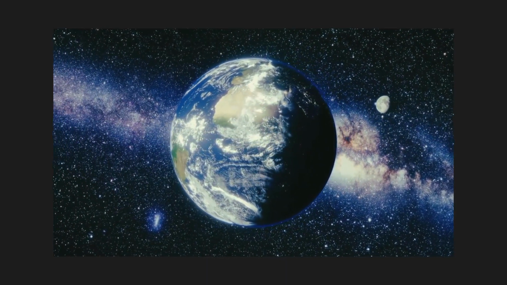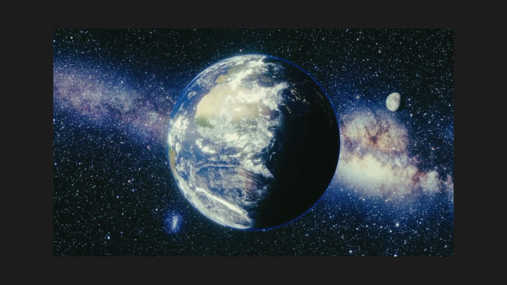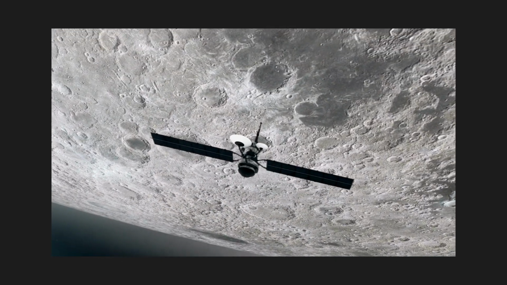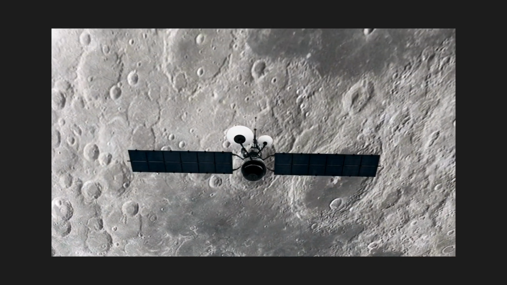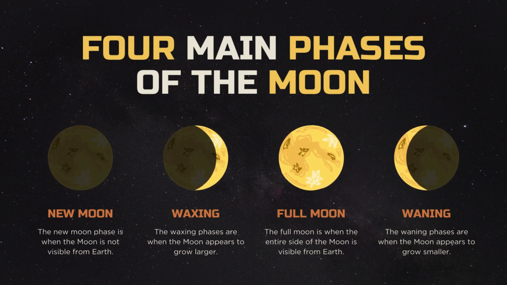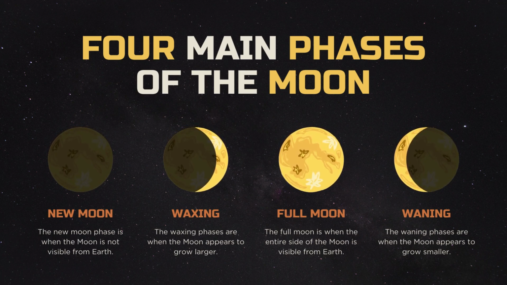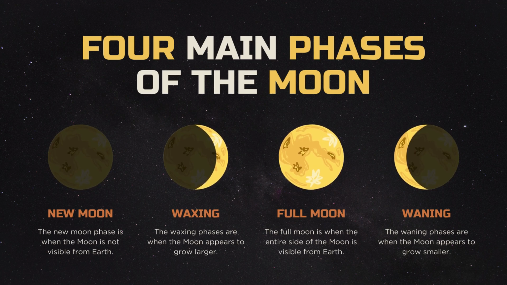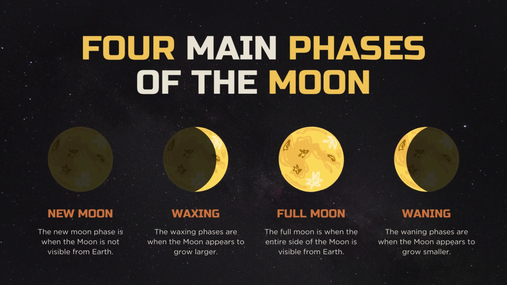Its proximity to Earth and unique characteristics make it an exciting target for scientific exploration and potential future human missions. The moon, Earth's celestial companion, goes through a mesmerizing cycle of phases, each holding its own unique beauty and significance. Our journey begins with the new moon, a time when the moon is not visible from Earth.